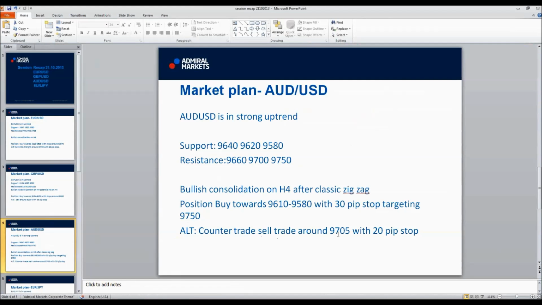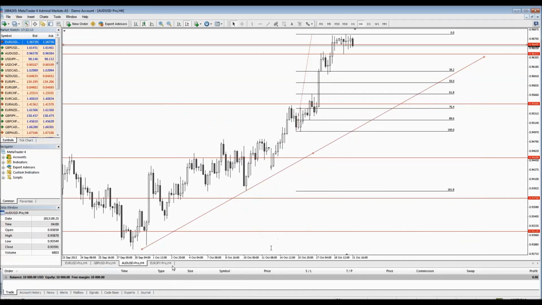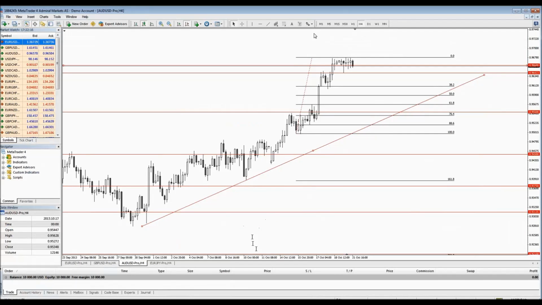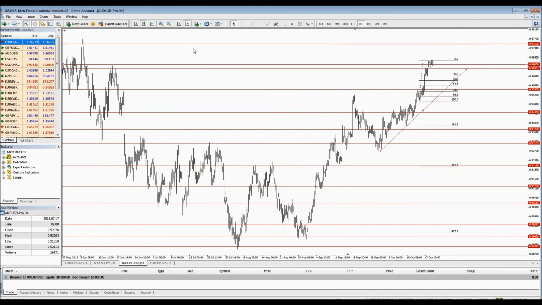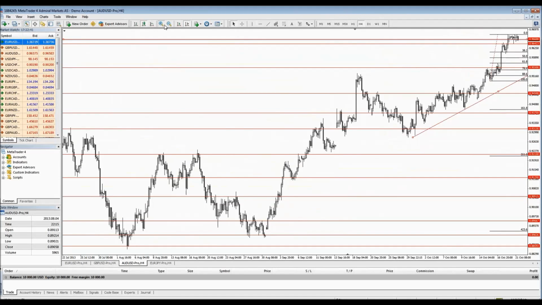Counter trend sell trade can be seen around 97.05 with 20 pip stop. So 97.05. Where is the level? 97.05. Here. See it? Just concentrate around there. 97.05 can be seen there.